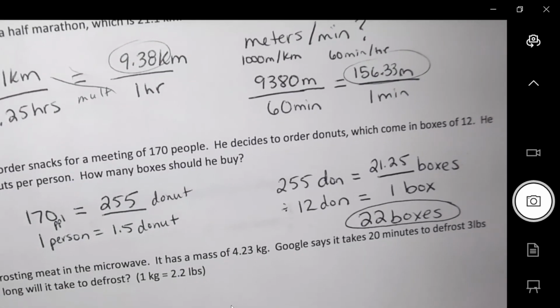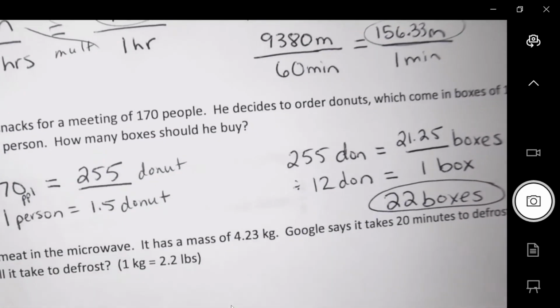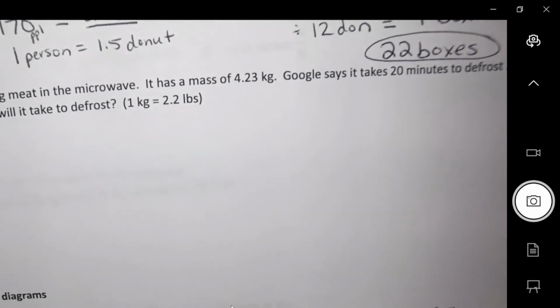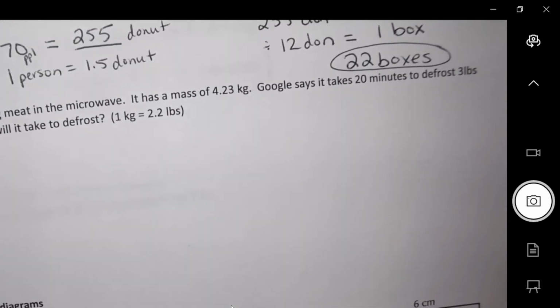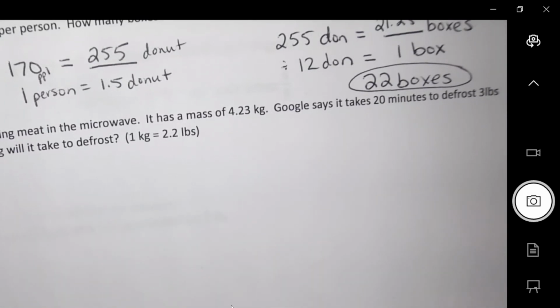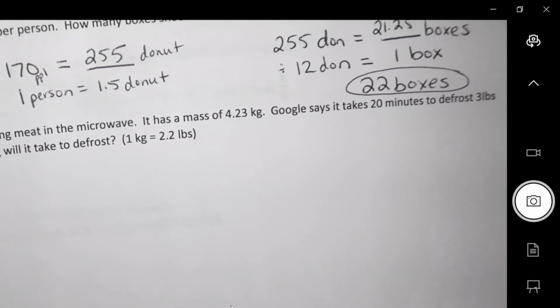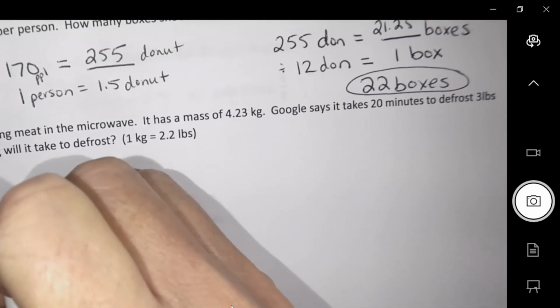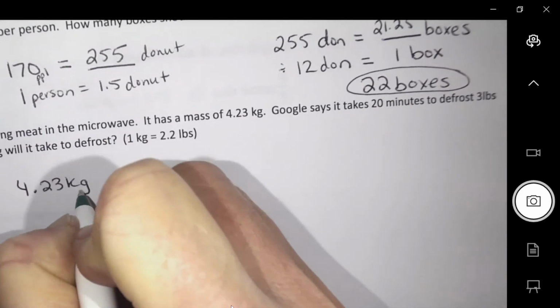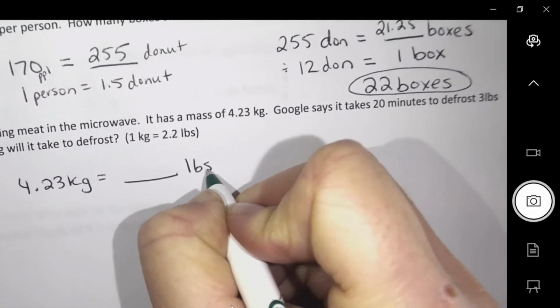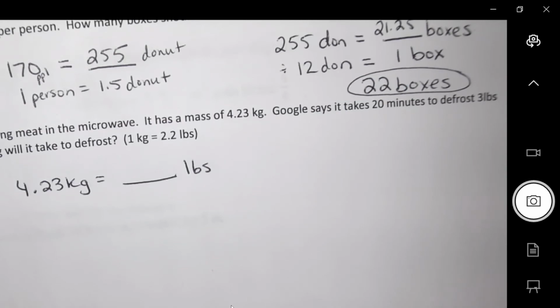Okay, Carla, is that the next question you have? Yeah. Carla's defrosting meat. It has a mass of 4.23 kilograms. She Googled and it said 20 minutes to defrost 3 pounds of meat. So how long will it take for her? Okay, so we're gonna have to do a conversion. So 4.23 kilograms, I'm going to have to figure out how many pounds it is. And yep, that's the symbol for pounds. That does not make sense to you. That's fine. I think it's English, like a Latin term or something. Yeah, why is it LBS? I don't know. Okay, I wrote something for you here.